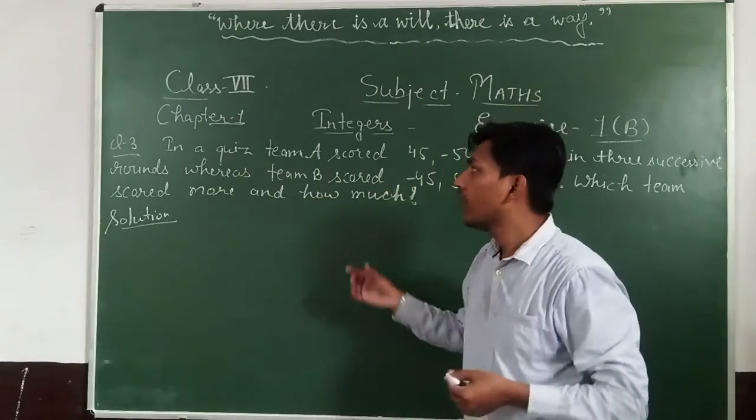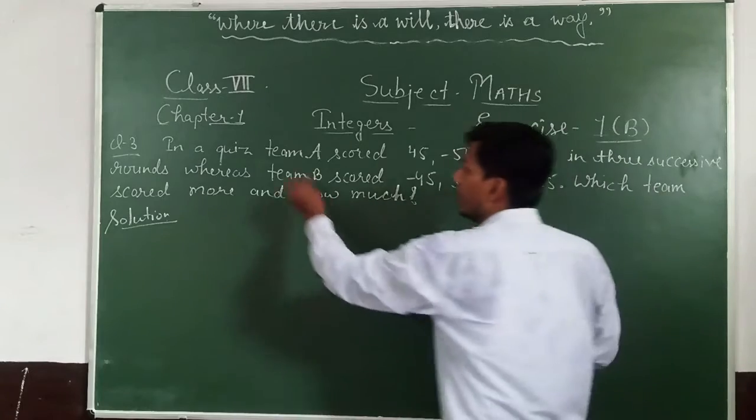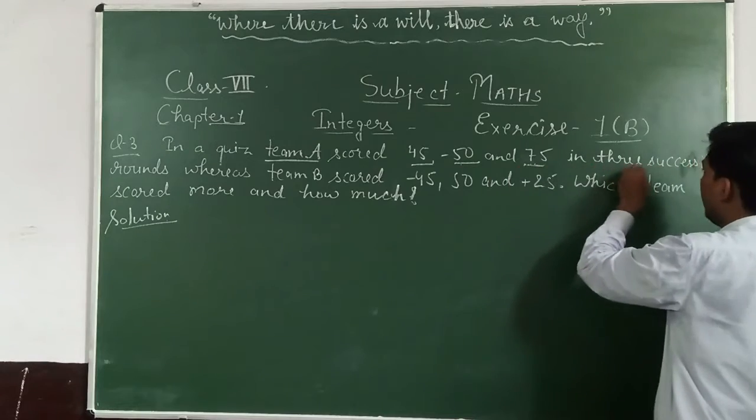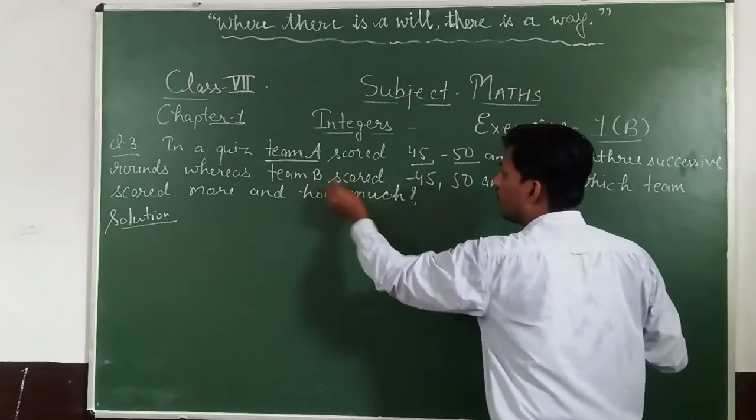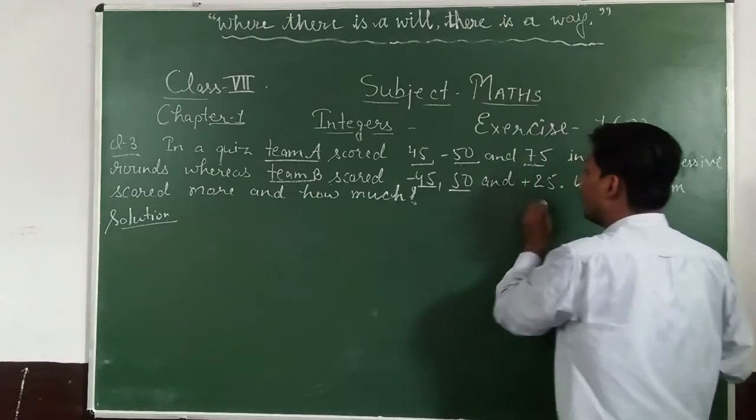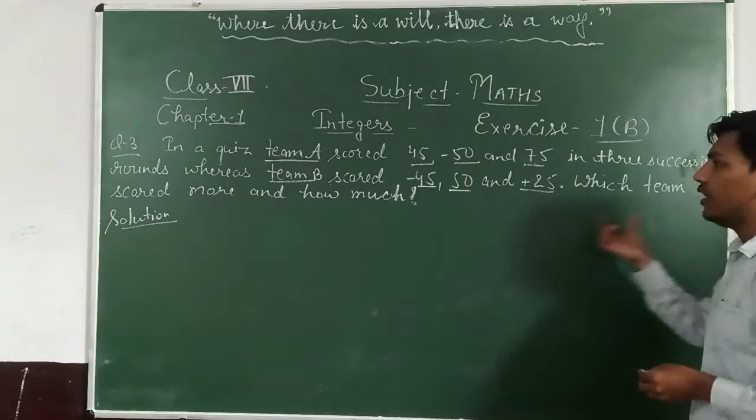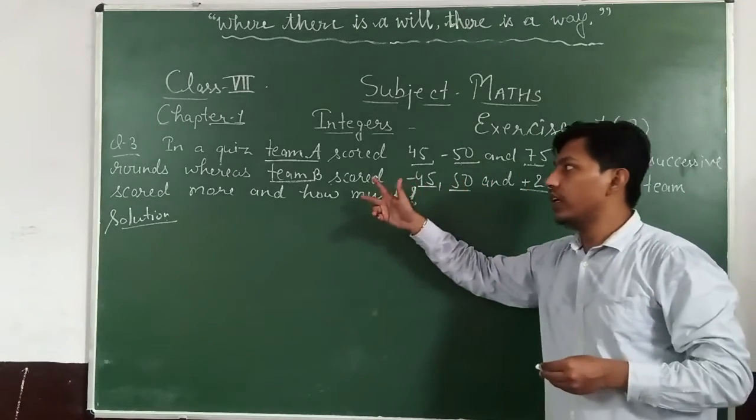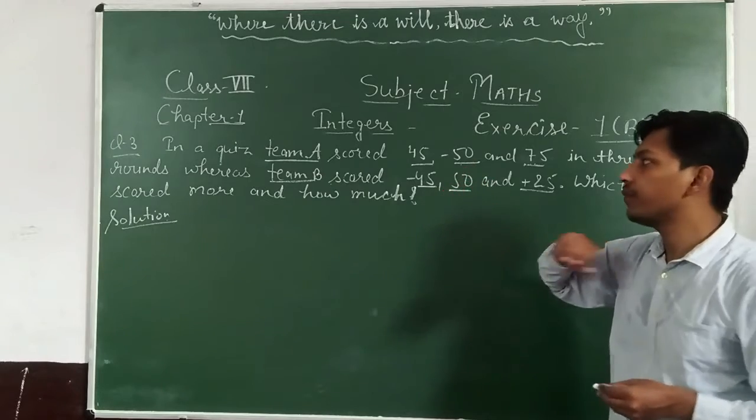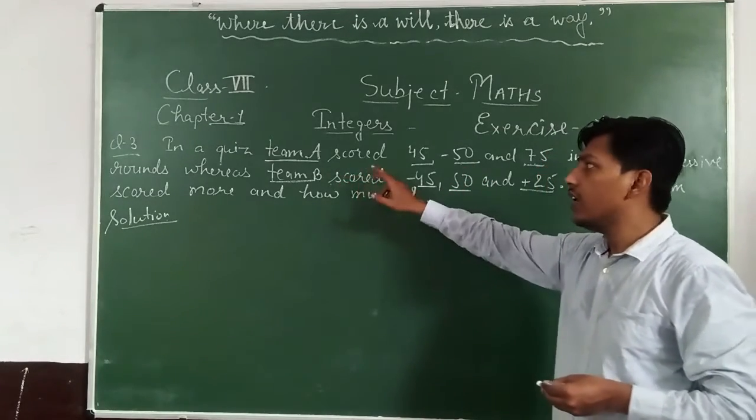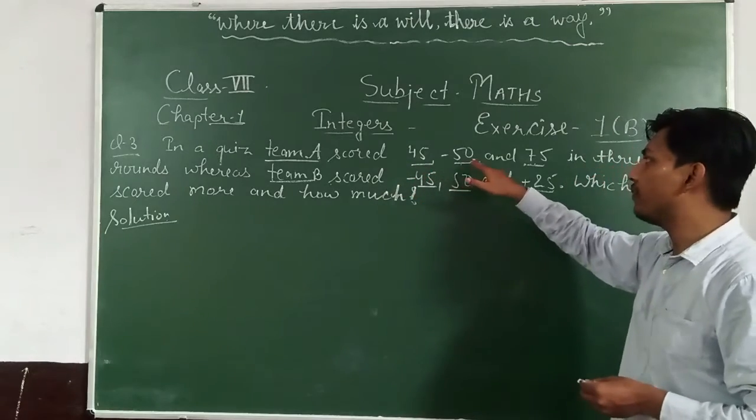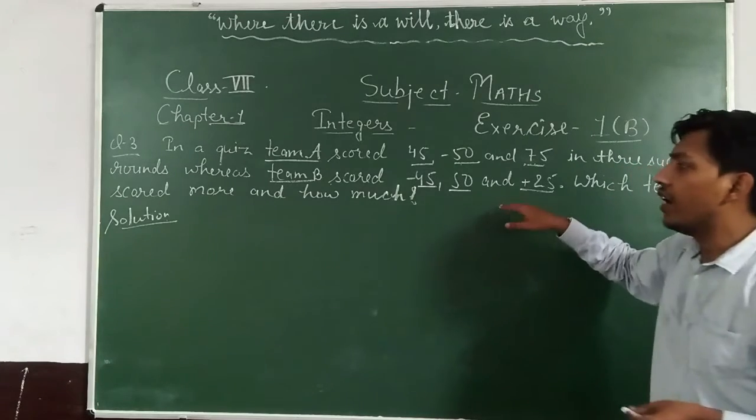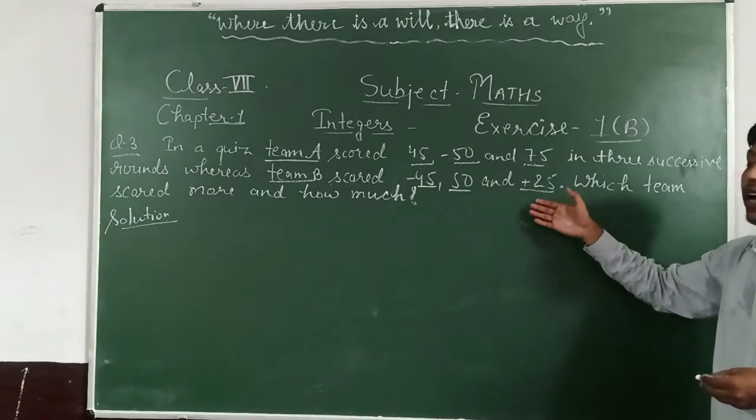Now question number 3. In a quiz, team A scored 45, minus 50 and 75 in 3 successive rounds, whereas team B scored minus 45, 50 and plus 25. Which team scored more and how much? There are 2 teams and they played 3 rounds. Team A scored 45, minus 50 and 75. Team B scored minus 45, 50 and 25. So we have to find which one scored more. How can we find that?